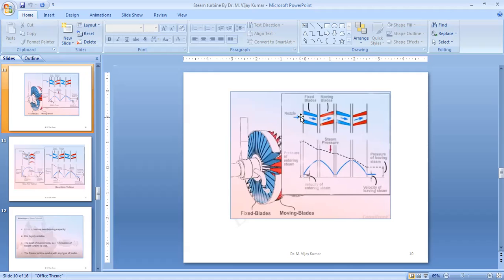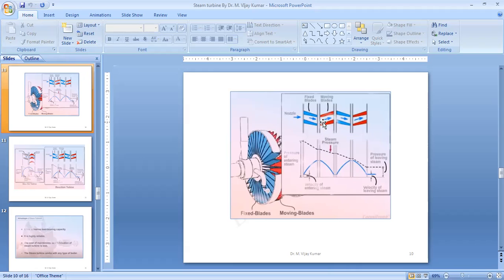When the steam starts flowing between the two fixed blades, you can see the velocity profile is getting increased, and parallelly the high pressure is getting reduced. This is happening for the fixed blade. When the steam passes through the moving blades, what will happen? Still the pressure is getting down.